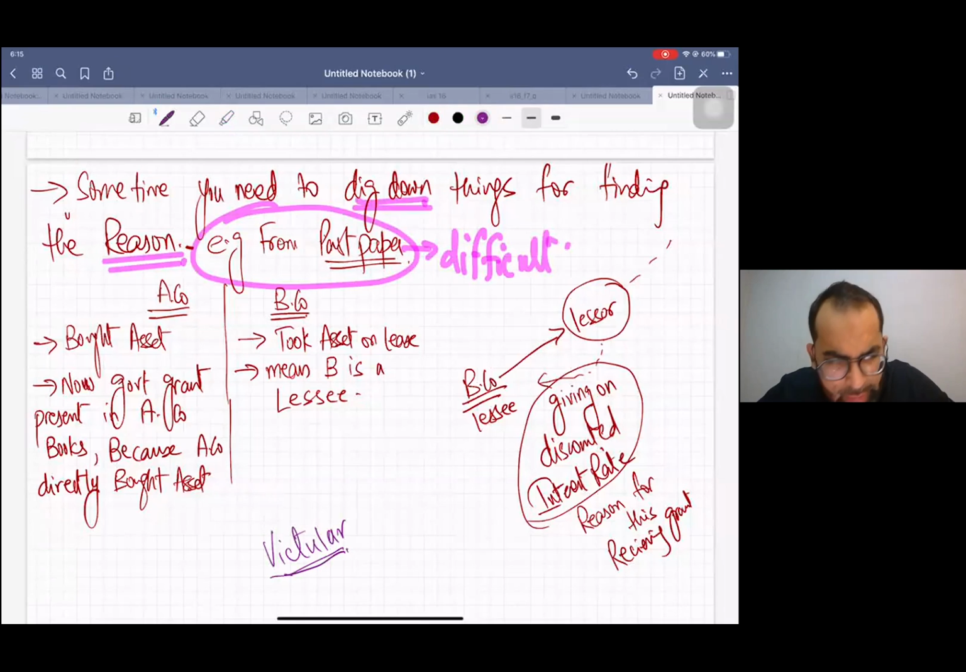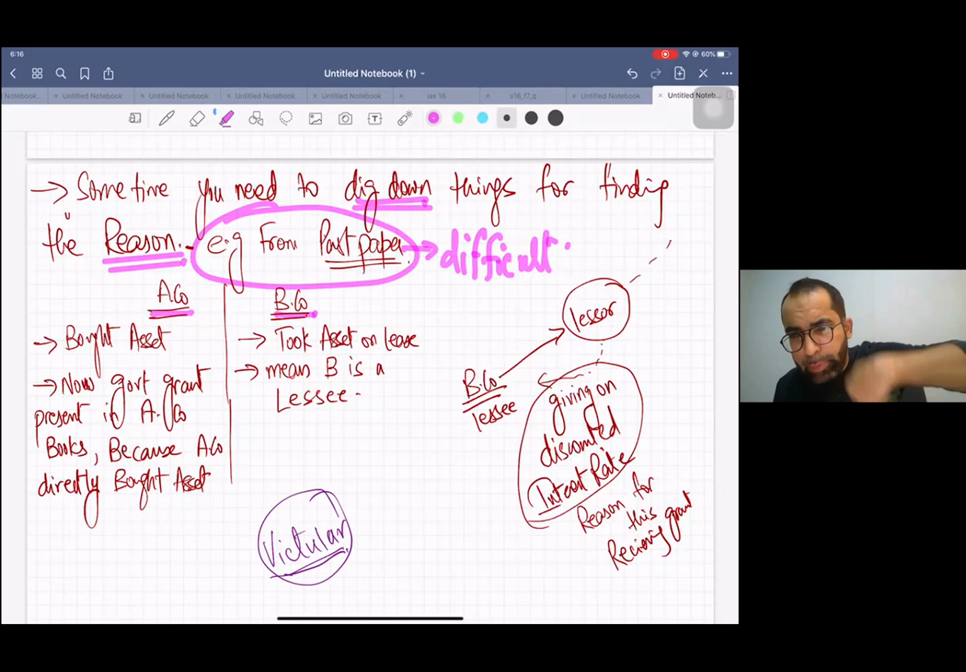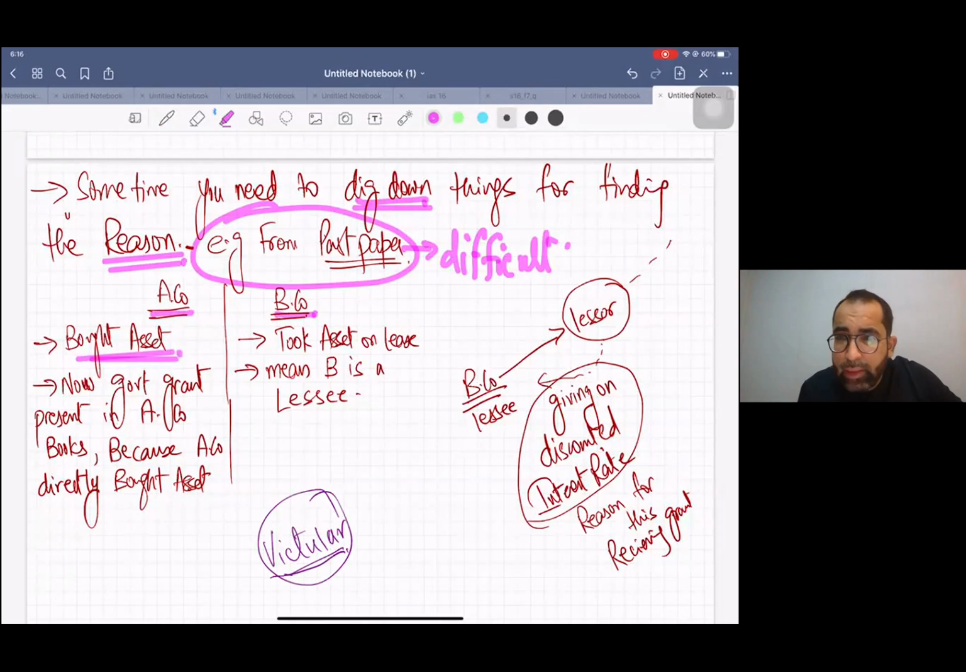Very old question, I think 10 or 12 years old. I don't know if this is in the kit right now or not. Now, there were two companies in the question. Listen, you will learn a new thing. There were two companies, A company and B company. A company used to buy assets on ownership, that means paying cash and buying assets.